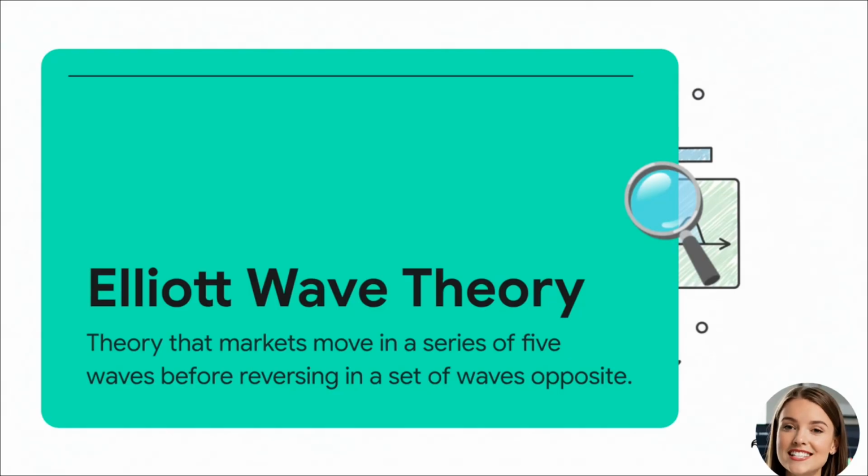Now, if you want to zoom out and get a much bigger picture, there's Elliott wave theory. The core idea here is that the market doesn't move randomly. It actually ebbs and flows with the psychology of the crowd, swinging between optimism and pessimism.